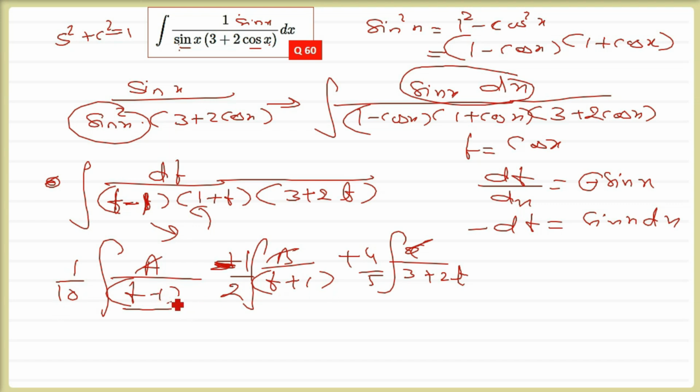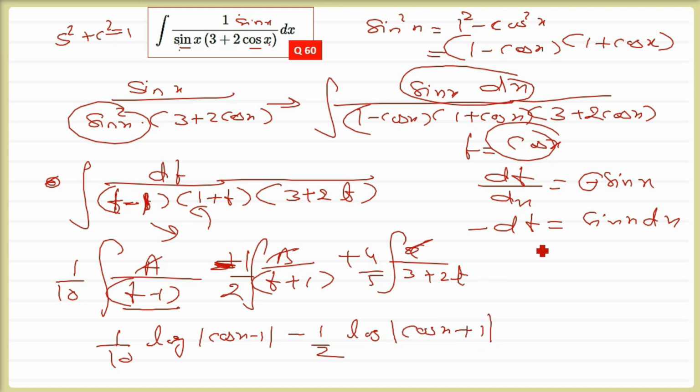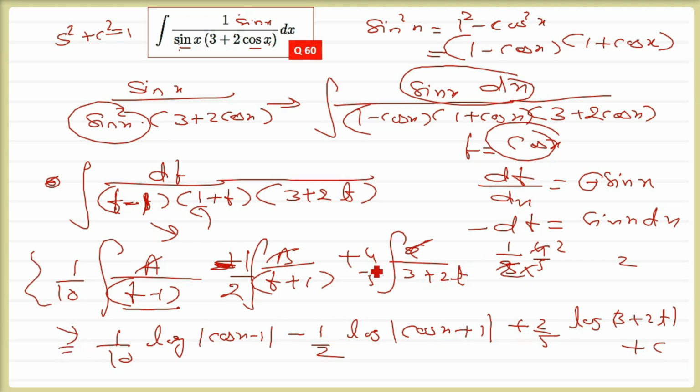So 1 by 10 log t minus 1 will come. But you have to replace this t by cos x. So 1 by 10 log cos x minus 1 will come as the first term, minus 1 by 2, log t plus 1 will come. So you can take log modulus of cos x plus 1. Then we have 4 by 5, so this will be log 3 plus 2t. But when you differentiate this 3 plus 2t after integration, 2 will come and that will go in the denominator. So 4 by 5 multiplied by 1 by 2 will give you 2 by 5. So plus 2 by 5 log 3 plus 2t will be your final answer along with a constant of integration c. So I just told you very briefly and you'll be able to do it.